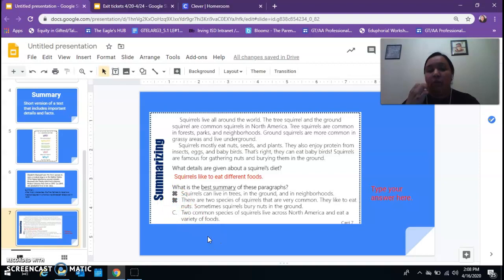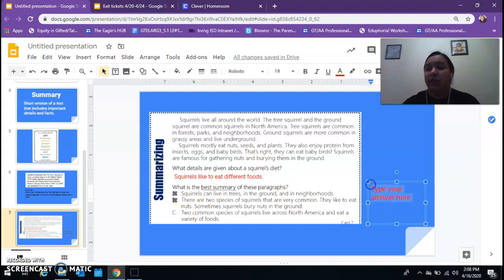C. 2 common species of squirrels live across North America and need a variety of food. It did talk about the 2 species, the tree squirrel and the ground squirrel. Then it also said where they live, North America. So it didn't say it lives on trees, it lives on ground. No, it was very specific, North America. And eat a variety of foods. That's what my paragraph 2 was about. So in my case, and if you guys agree with me, give me a thumbs up. Give a thumbs up just to yourself. I think it is C.